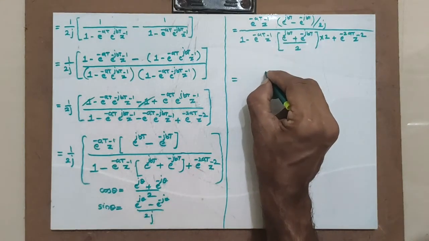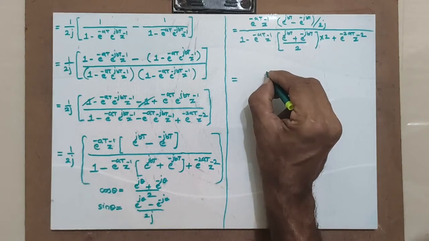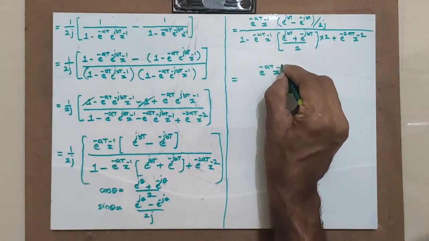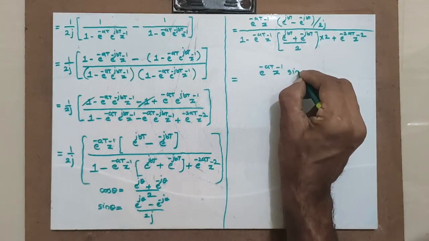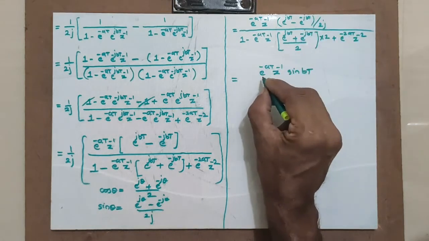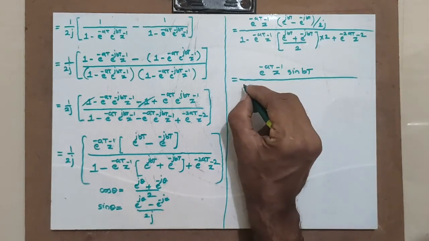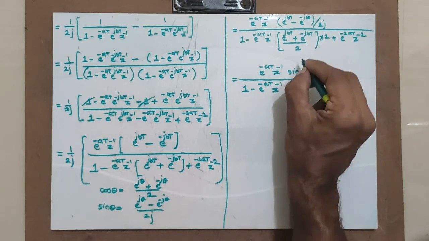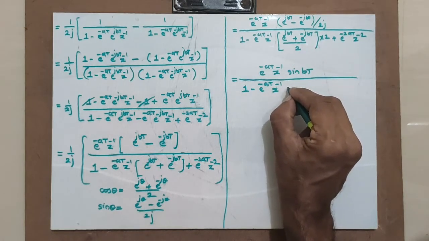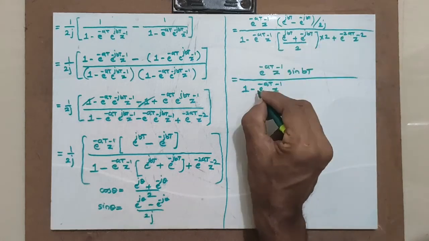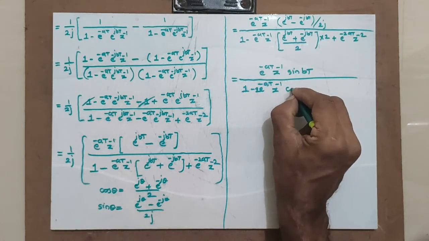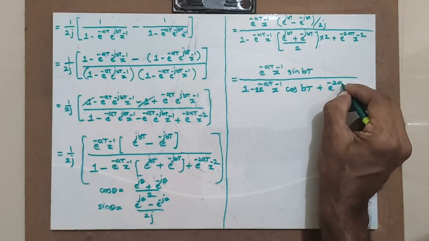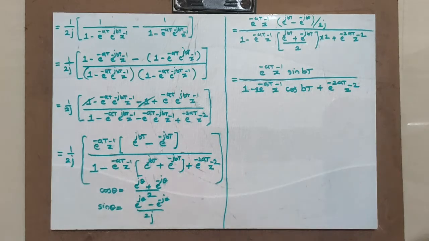Now simplifying, already I have told you this is sine and the denominator is having a cos term. e raised to minus at z raised to minus 1 sine bt, whole divided by 1 minus e raised to minus at z raised to minus 1. This 2 I will introduce here, okay? 2 cos bt plus e raised to minus 2at z raised to minus 2.